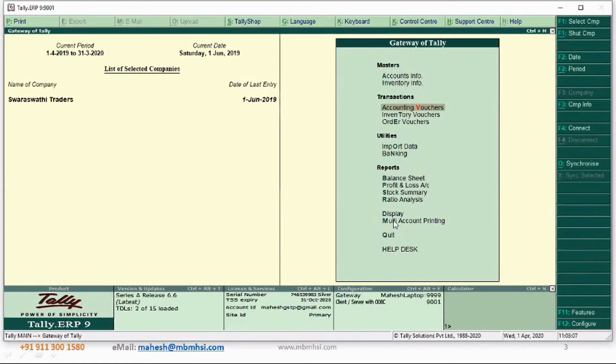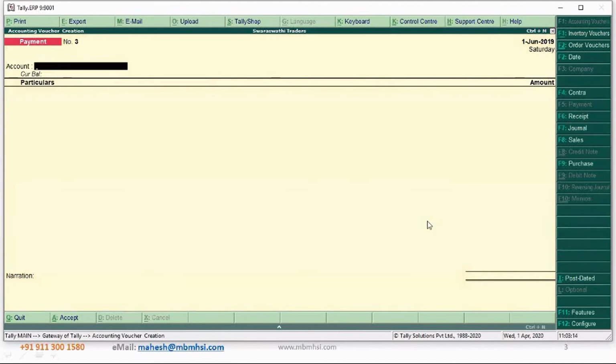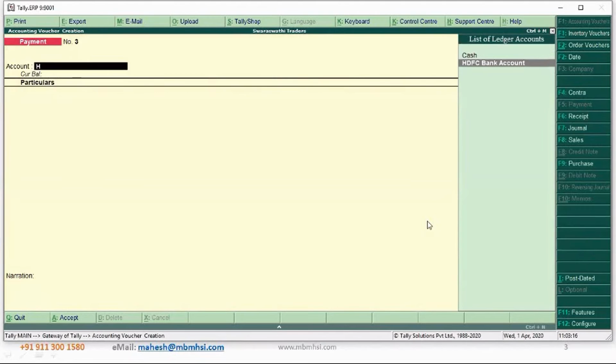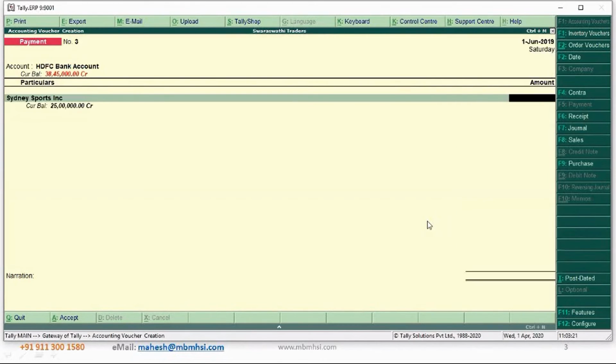Okay. So now let's move on and make a payment for the purchases that we have made. I'm just going to accounting vouchers, going to my payments. Paying through HDFC Bank to Sydney Sports. So I'm supposed to pay how much? I'm supposed to pay 1 lakh Australian dollars. So how much am I paying now? Let me say I'm making a partial payment of $60,000.